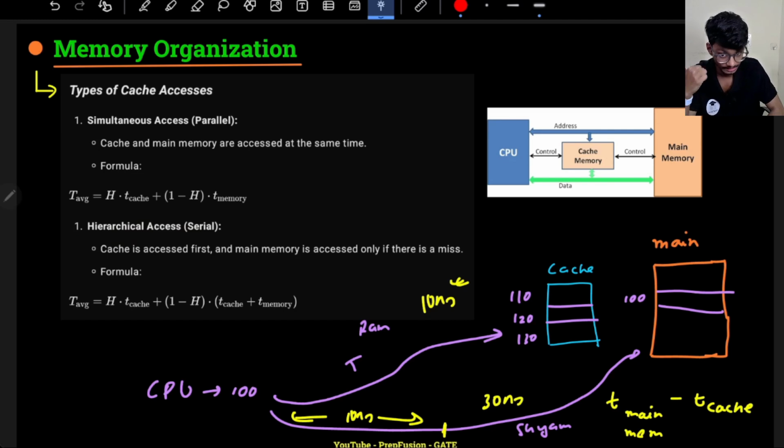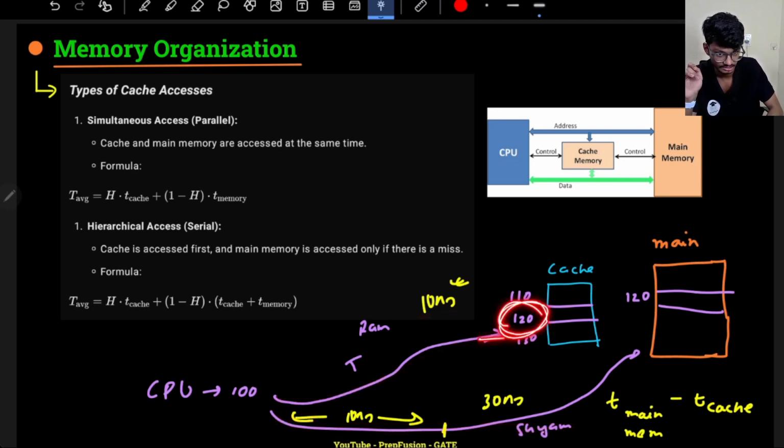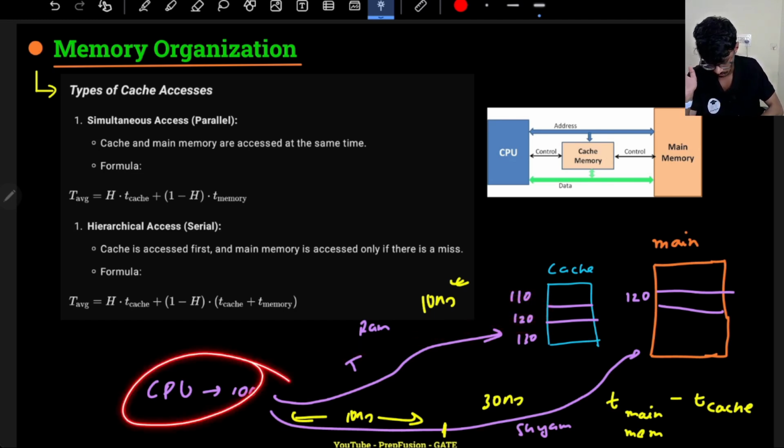But the next doubt will be, what if there is a hit? If there is a hit, there is no loss. So once RAM reaches here, and let's say the CPU now requires location 120. Both start from the same starting point, at the same time instant. RAM reaches here faster, in 10 nanoseconds, and checks, okay, 120 is present in the cache memory. So RAM will tell Sham, bro, I got this. You don't have to do any hard work. I will bring the value 120 to the CPU. You can go back to sleep.